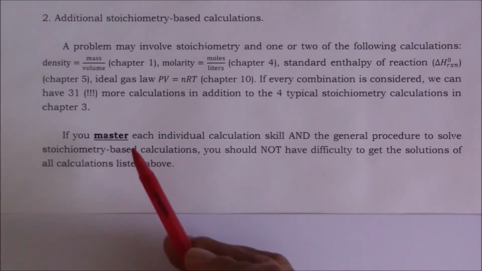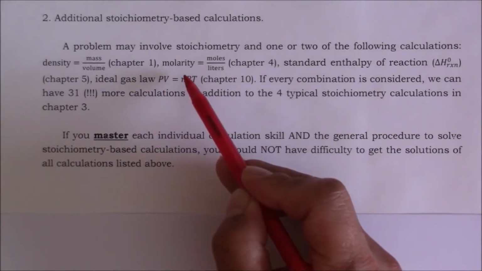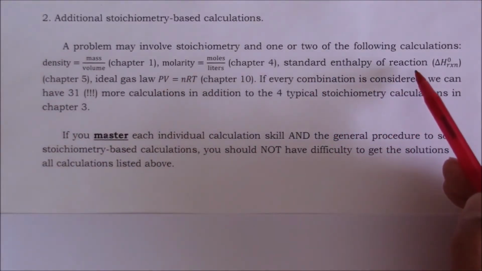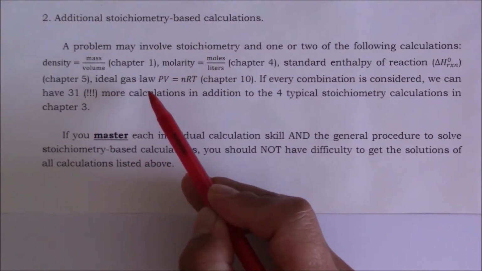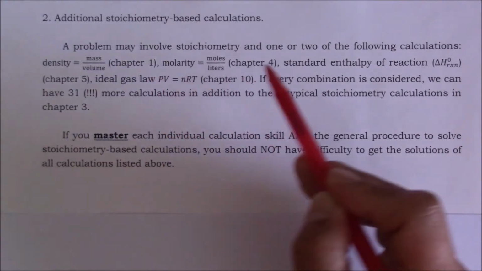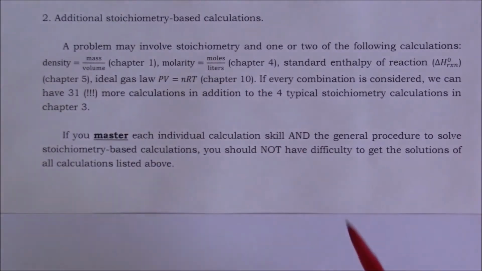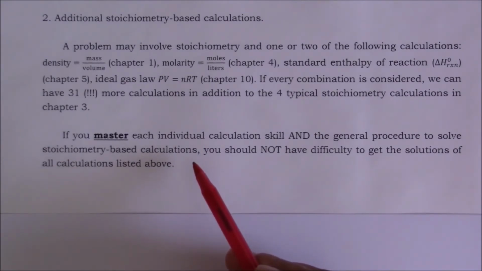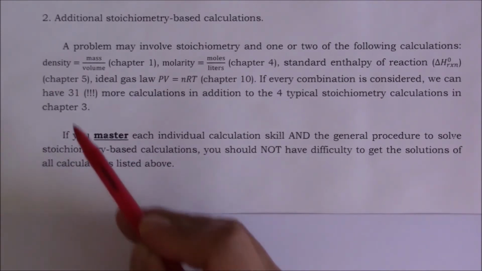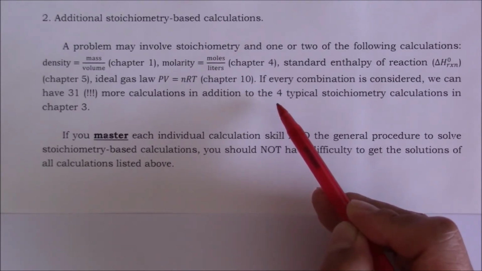When I say individual calculation skill, I mean density calculation skill, molarity calculation skill, standard enthalpy of reaction calculation skill, or ideal gas law calculation skill. We will learn them in different chapters: Chapter 1, Chapter 4, Chapter 5, and Chapter 10. We are learning the general procedure to solve stoichiometry-based calculations right now, so make sure you pay attention, you understand them. When I say all calculations, I mean 31 plus 4 equal to 35 calculations.